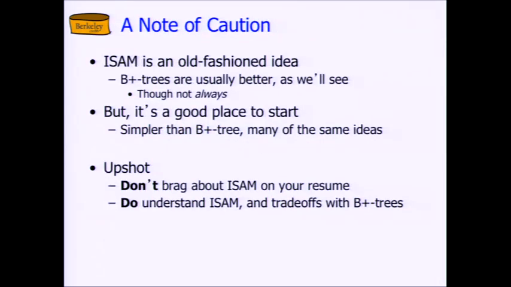Okay, a note of caution. ISAM is very old-fashioned. We're talking 1960s technology. B-plus trees are almost always better. Maybe not always, and we'll ask the question, when are they not better? ISAM's a good place to start because it's basically the kernel of the idea of the B-plus tree, which was invented in the early 70s, right around the same time that the relational model was invented, not probably coincidentally. They came kind of together. ISAM is easier to understand, so it's a way to get us towards B-plus trees.